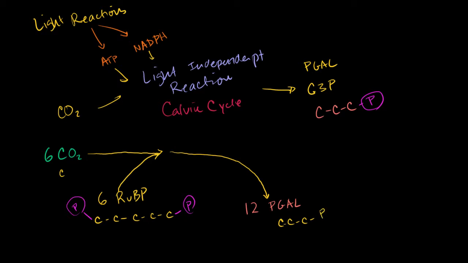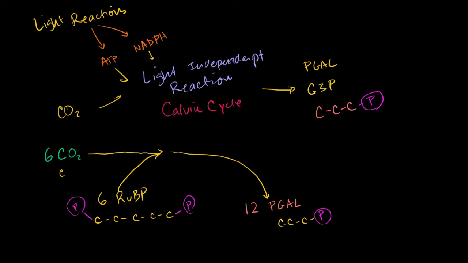And just to make sure we're accounting for our carbons properly, let's think about what happens. We have 12 of these, so 12 times 3 is 36 carbons. Now, did we start with 36 carbons? Well, we have 6 times 5 carbons, that's 30, plus another 6 here. So yes, we have 36 carbons. They react with each other to form this PGAL.